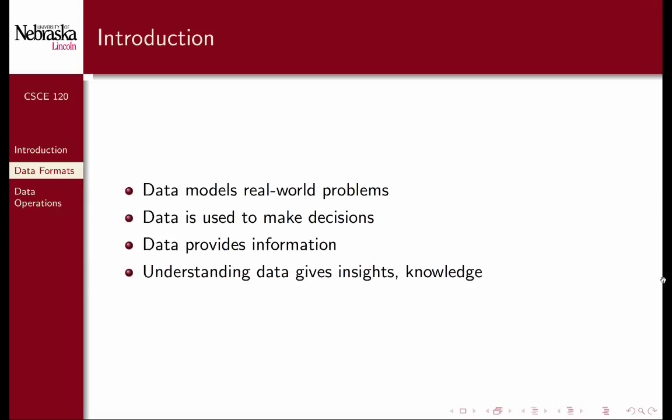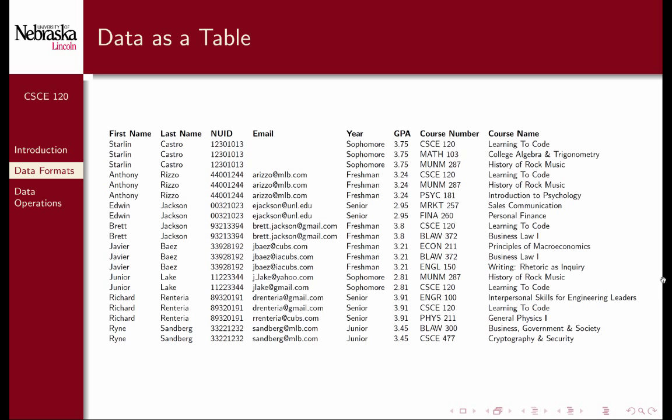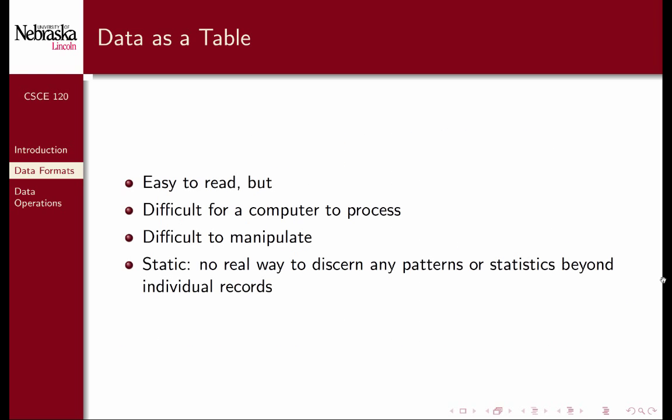Data models real-world problems. Data is used to make decisions and learn information. Understanding data is necessary to give us insights and further our knowledge. As an example, consider the following pieces of data. This is enrollment data for particular students enrolled in particular courses. The format of this data is as a table, which is nice and easy to read for humans, but it's difficult for a computer to process. It's difficult to manipulate, and moreover it's static. There's no real way to discern any patterns or statistics on this data beyond individual records.